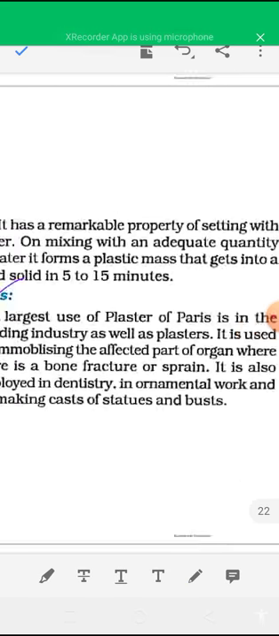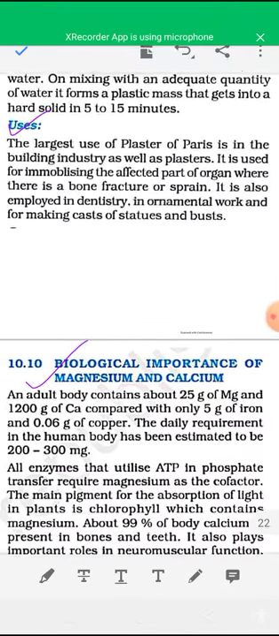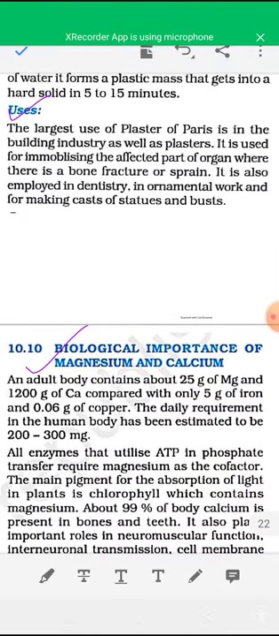Okay, now the use of plaster of Paris is given. The largest use of plaster of Paris is in the building industry as well as for plasters, and it is used in immobilizing the affected part of organs where there is a bone fracture. It is also employed in dentistry. Okay, so these are some common uses of plaster of Paris.